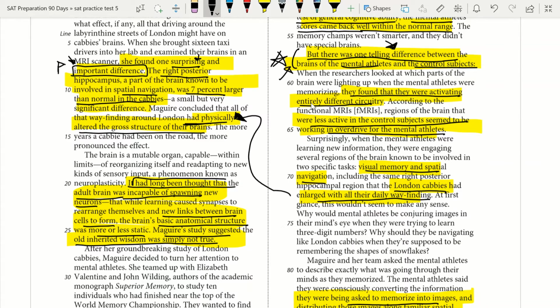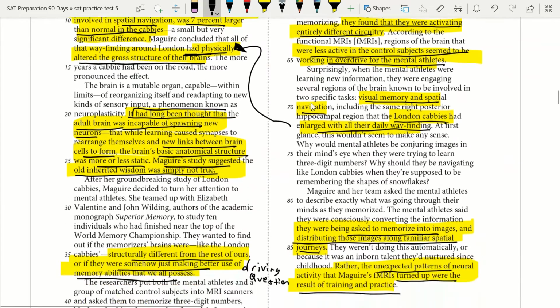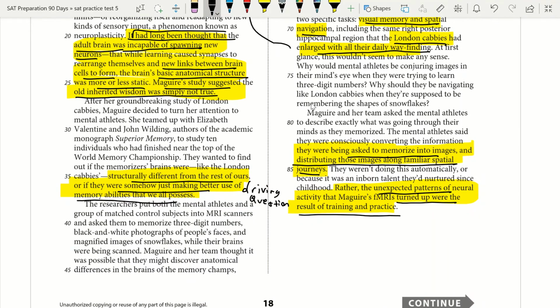What I would recommend highlighting, though, is anything like a claim, or anything that says something is a difference, or something is important, or something is surprising. Anywhere you see words like that, I'd recommend highlighting or underlining that. Anything that answers your driving question, or eliminates one thing from answering your driving question, you're going to want to highlight that as well.